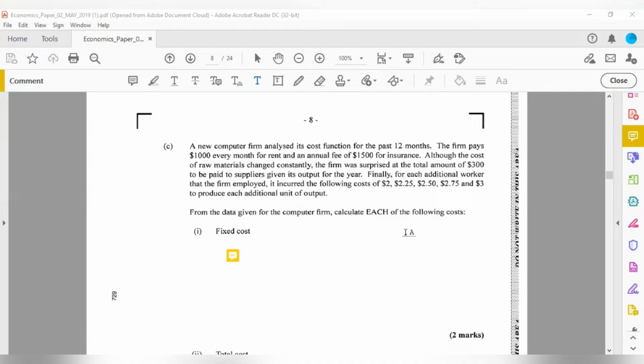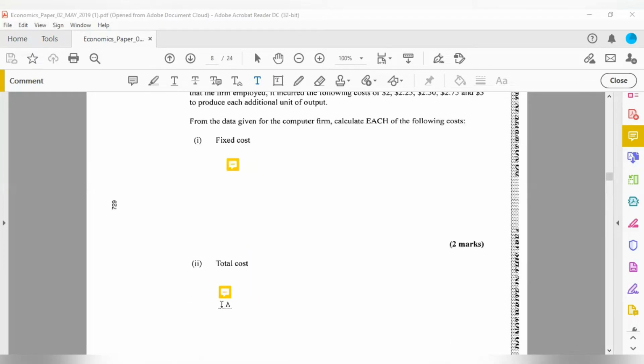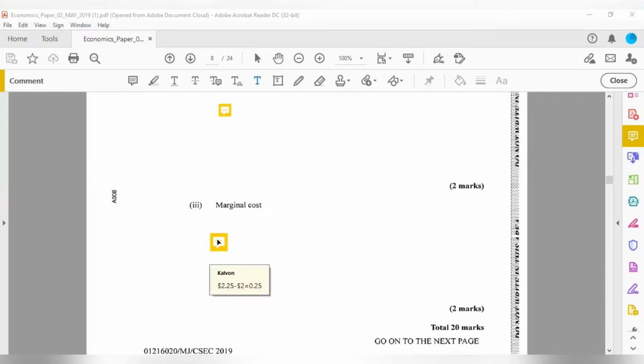For the data given for the computer firm, calculate each of the following. So the fixed cost will be 1,000 times 12, because for every month, right? Plus the 1,500 for insurance, which will give you 13,500. The total cost will be the fixed cost plus the variable cost, which is 13,500 plus the 300, which will give you 13,800. And the marginal cost will be the $2.25 minus the $2, which will give you 25 cents.